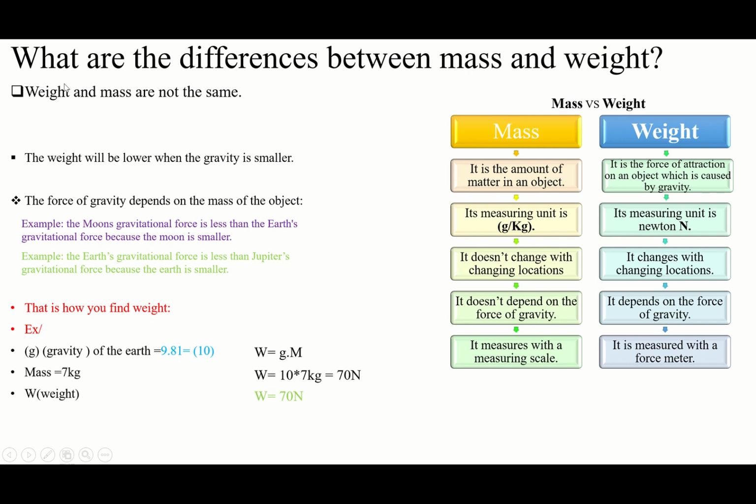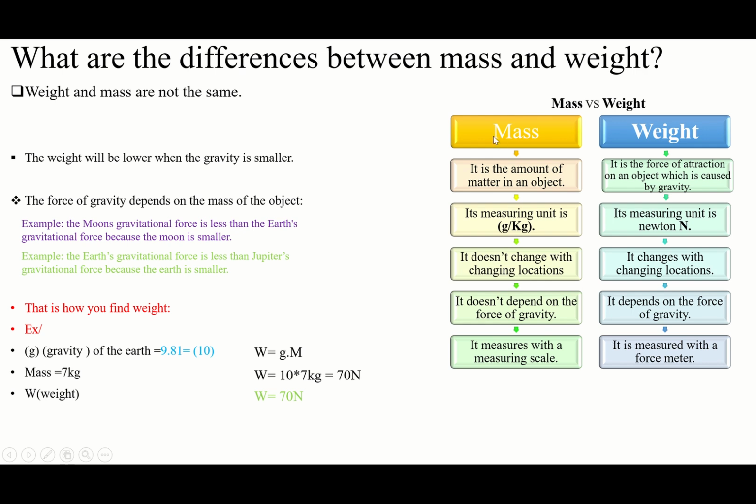Okay, bismillah. Guys, what are the differences between mass and weight? Weight and mass are not the same. First of all, you have to know this. This is the rule that you have to fix in your mind. So, let's see the differences between mass and weight. These things are about mass, and these are about weight. Until here I have written 5 differences between them.